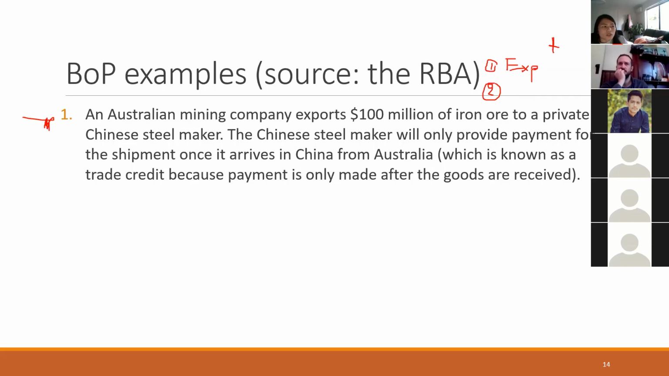Now let's just focus on this particular export. What you're talking about is, I think, another transaction, Anish. You're talking about exporting the iron ore now and then importing the finished goods later on, right? I think that will be a different transaction. But for just this export, we will have 2 different entries to record the transaction.